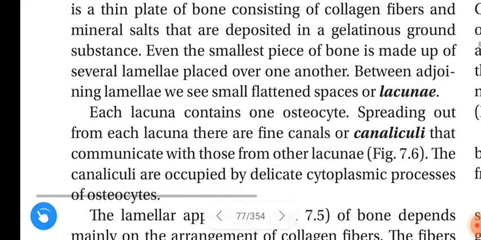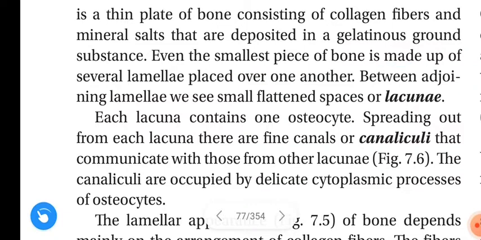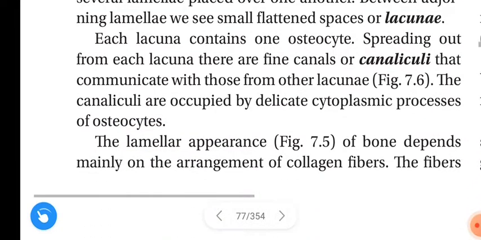See once again, guys. Even the smallest piece of bone is made up of several lamellae placed over one another. Between adjoining lamellae, we see small flattened spaces or lacunae. Each lacuna contains one osteocyte. You have to remember this. Spreading out from each lacuna, there are fine canals or canaliculi that communicate with those from the other lacunae. The canaliculi are occupied by delicate cytoplasmic processes of osteocytes.